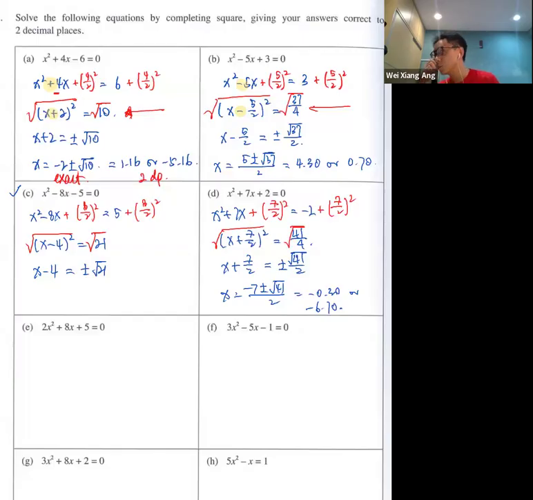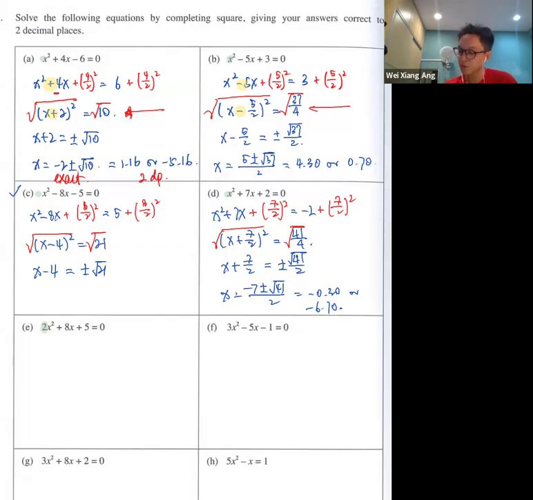Okay, so for part E, it will be a little bit tedious. Now you realize that from part A, B, C, D, all your coefficients of x squared is 1. So if you take a look at this one here, 1, 2, 3, 4, they're all 1. What happens if it's not 1? You need to make it 1 first.